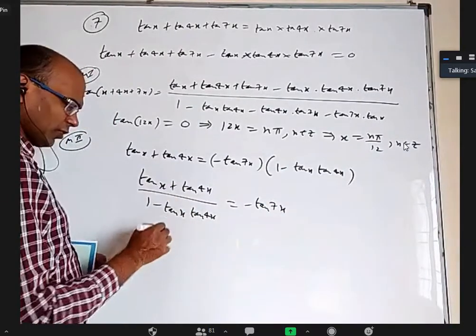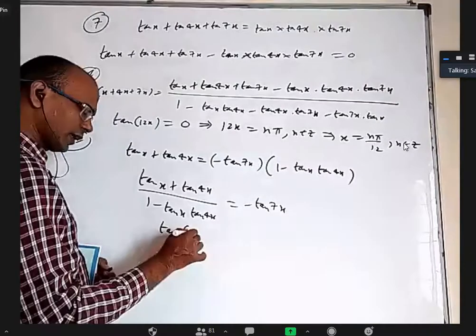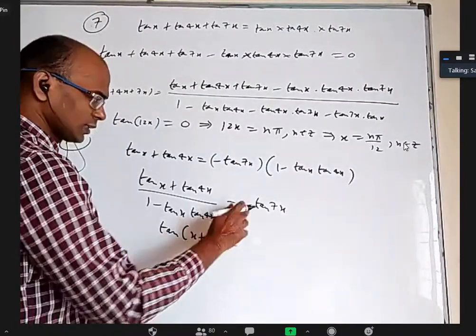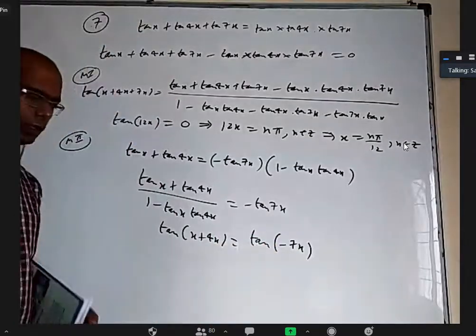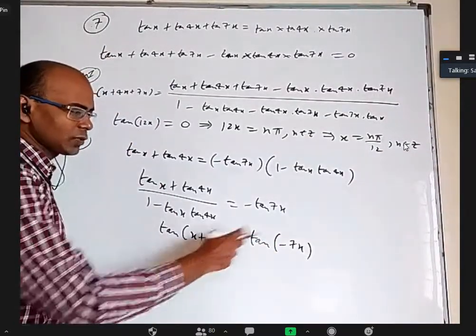This is a tan a plus b formula, so I'll get tan x plus 4x. This minus I can take inside, I'll get tan minus 7x. This is like tan x equal to tan alpha.